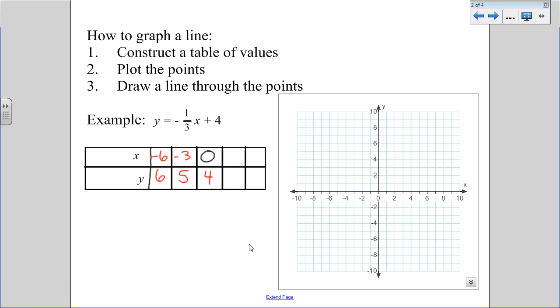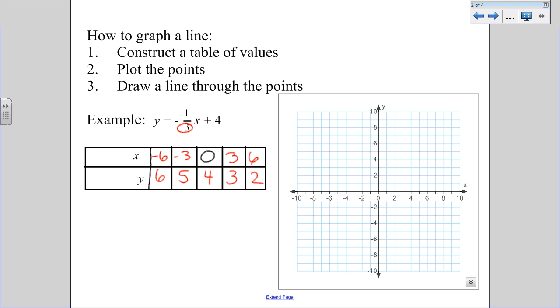So we're going to do 3, 3, and 6, 2. Now the reason we ended up with these multiples of 3 is because our denominator was 3. So the denominator helps us determine good values if we don't have a calculator to help us with that.